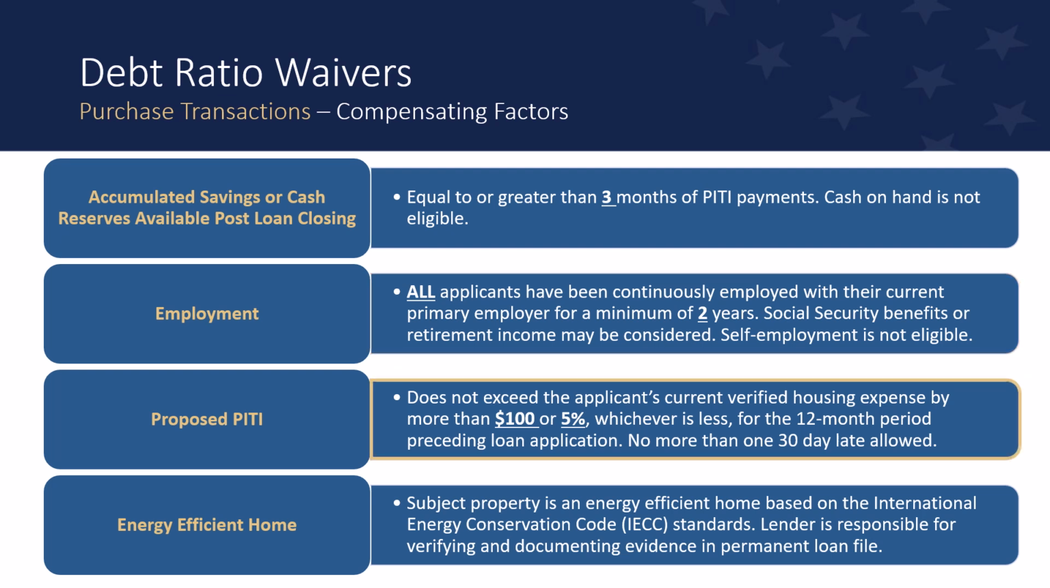Another option is that the proposed PITI does not exceed the applicant's current verified housing expense by more than $100 or 5%, whichever is less, for the 12-month period preceding loan application. Please note that there can be no more than one 30-day late payment for the previous 12 months. The last option is that the subject property is an energy-efficient home based on the IECC standards. The lender is responsible for verifying and documenting evidence in the permanent loan file.